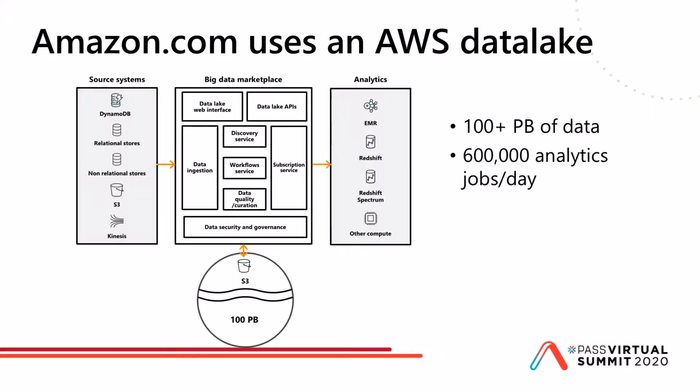So with Amazon.com using the AWS-based data lake, they were able to scale up the data sets all the way from 50 terabytes to 100 plus petabytes, which is growing. And they were also able to process 600K analytical jobs that typically run on a daily basis to process this data.